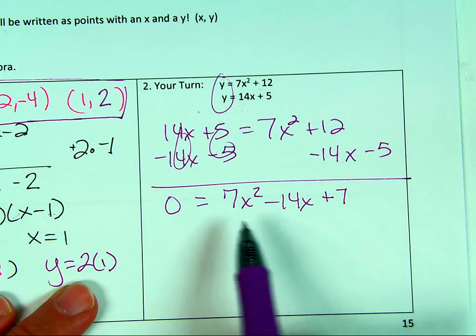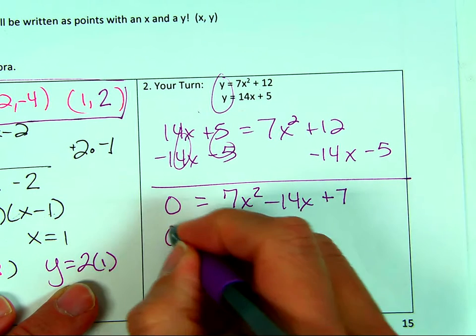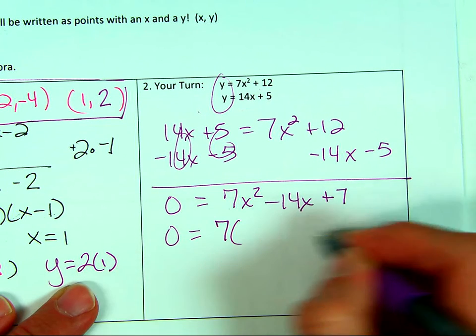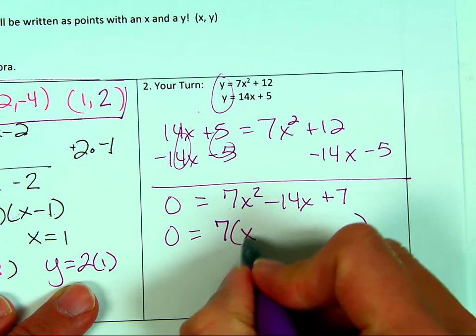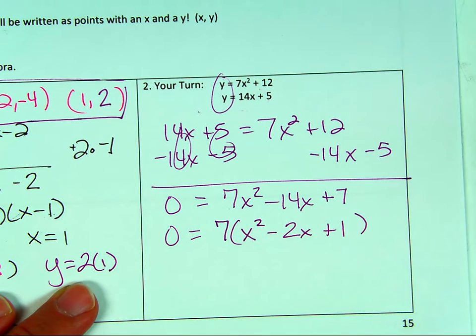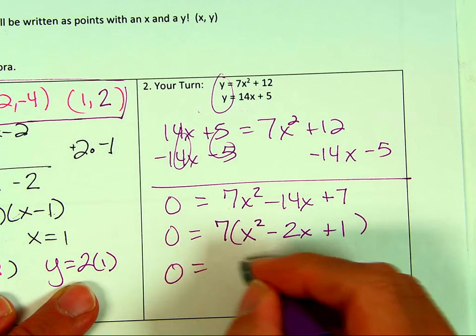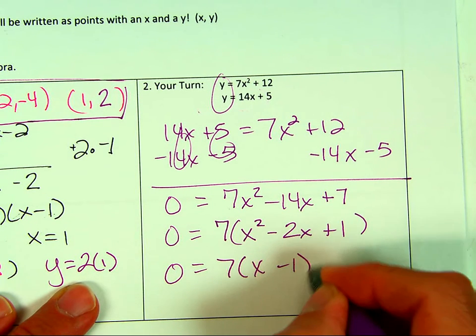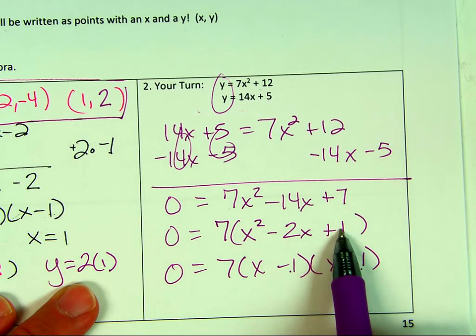So it's quadratic. I could factor out a common factor. I always like to check factoring first. So I notice that they're all multiples of 7. So I'm going to just divide or factor out a 7. And then I'm going to see if there are 2 factors of 1 that add up to negative 2. Yep, negative 1 and negative 1. So now I know that it's 0 equals 7, x minus 1, x minus 1. And again, I'm going to check. Negative 1 times negative 1 gets me a positive 1.